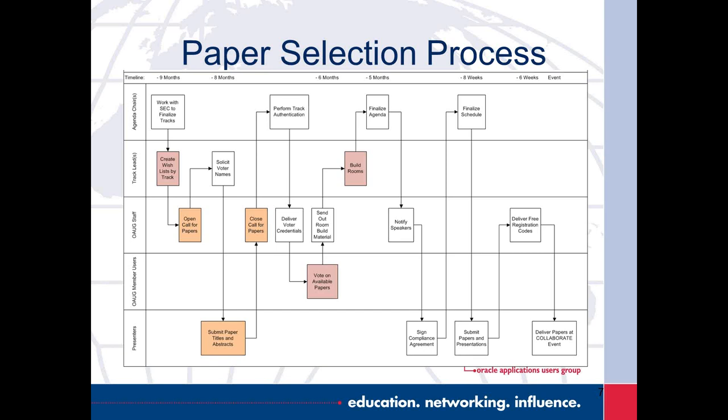We finalize the schedule about 8 weeks prior to the event and open up the agenda builder. And then the presenters are asked to submit their white papers and their presentations in order to obtain their free conference pass. If you do have a paper selected as the primary presenter to Collaborate 15, you will receive a free conference pass. This does not cover your travel costs, however, so you are still responsible for travel costs.